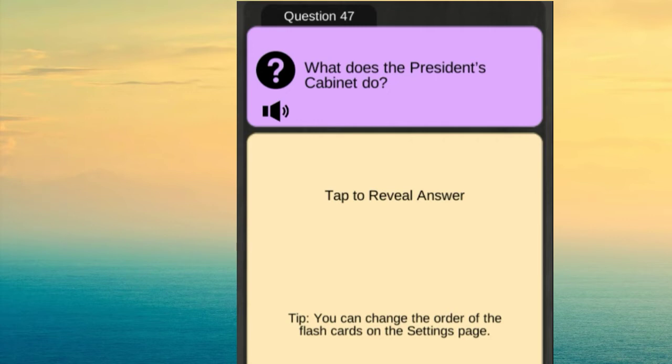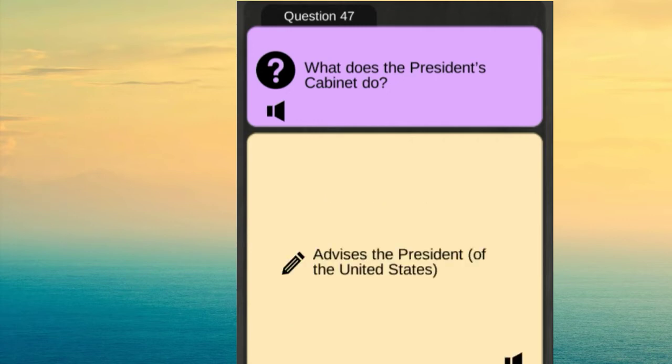What does the President's cabinet do? Advises the President of the United States.